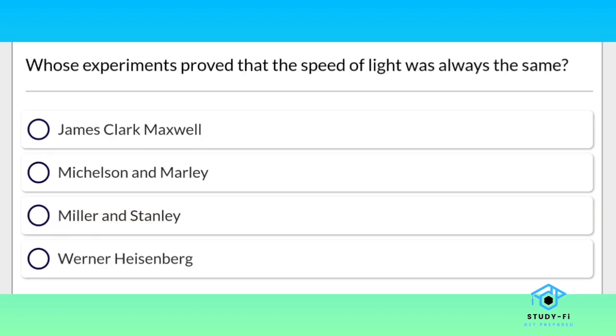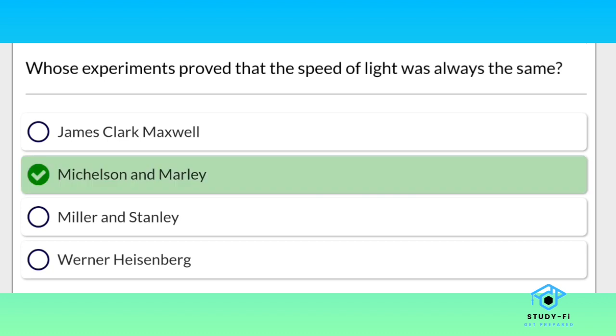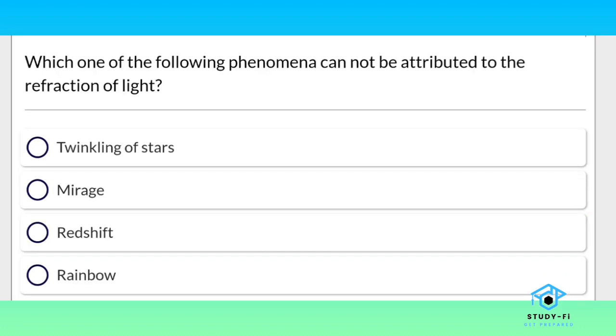Whose experiments proved that the speed of light is always the same? Michelson and Morley. How many images can a man see if he stands between two plane mirrors inclined at an angle of 60 degree? 5. Which of the following phenomena cannot be attributed to the refraction of light?